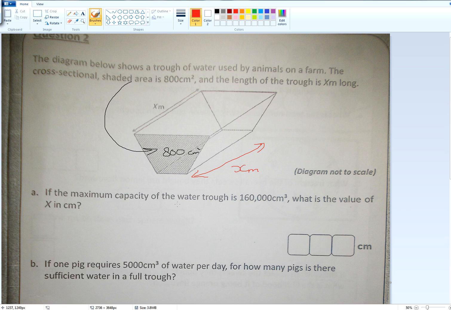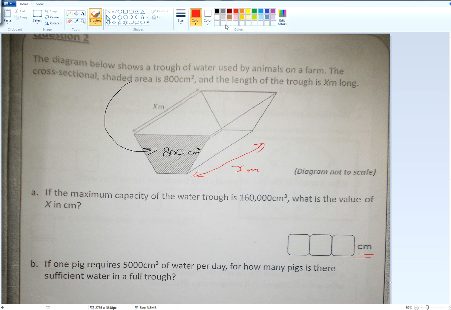Now, remember we've already got different units, haven't we? That's in centimeters squared, and that's in x meters long. If the maximum capacity of the water trough is 160,000 centimeters cubed, what is the value of x? The answer here is in centimeters anyway. So what do we do for question 2a? Any ideas? Go on.